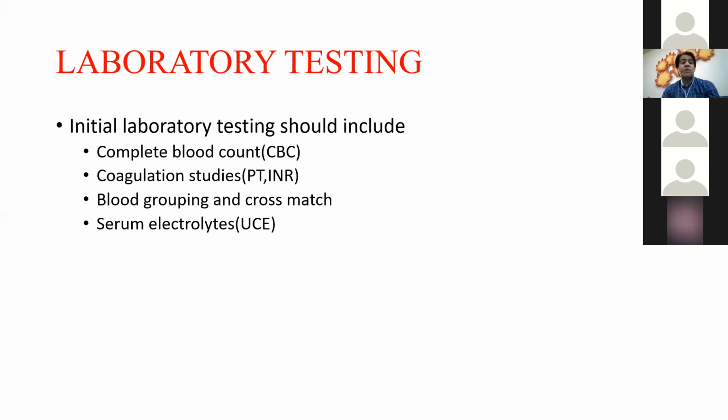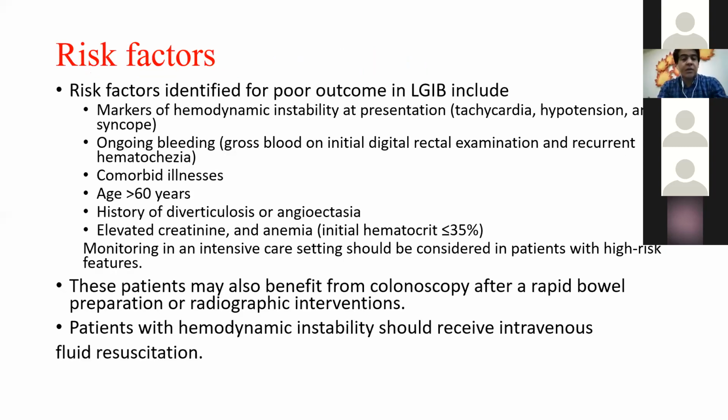So the second, what is the importance of risk factor identification? Identification of the risk factors is important for poor outcome in lower GI bleed. After identification, you may decide about the admission of the patient. The patient may need ICU care, and after identification of these risk factors, you may tell the family that the patient will benefit from colonoscopy after rapid bowel preparation. Patients with hemodynamic instability should receive IV fluid. So, what are these risk factors?